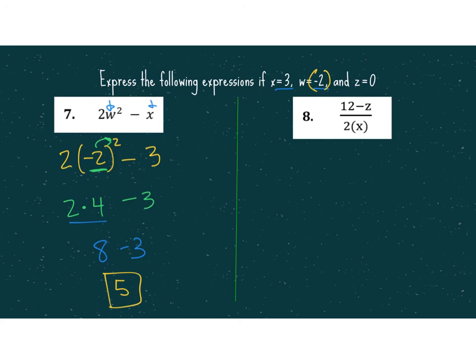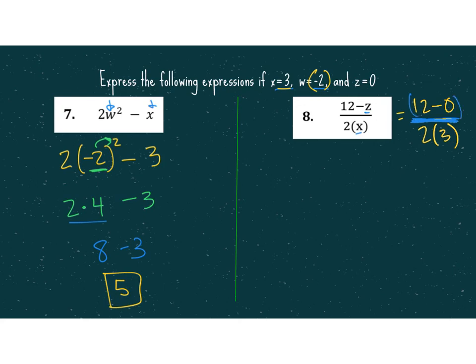So I have a z that I need to substitute a value for and an x that I need to substitute a value for. So when I go ahead and substitute those in, they look like this. I have a 12 minus 0, because z is 0, over 2 times my x, which is 3. All right, so let's go ahead and simplify that. Now remember, fraction bar separates top from bottom, so I need to do the top separate from the bottom and then put the two together. The very last thing that you will do is the actual division of the fraction bar.